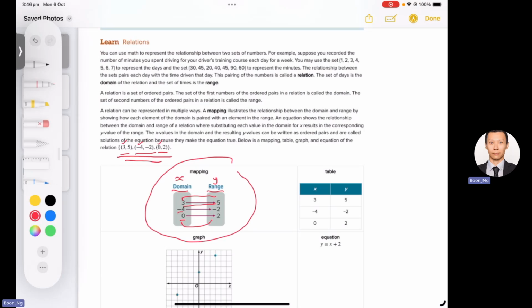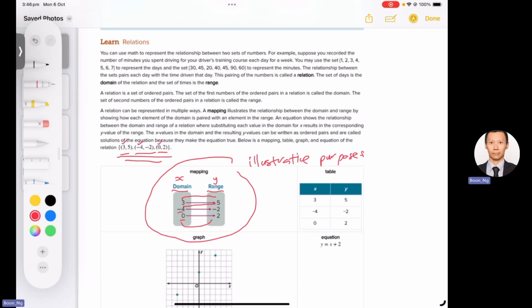And do we use it a lot? Mainly just for illustrative purposes. We use mapping as a way to explain it, but when we are solving, we don't really use mapping.